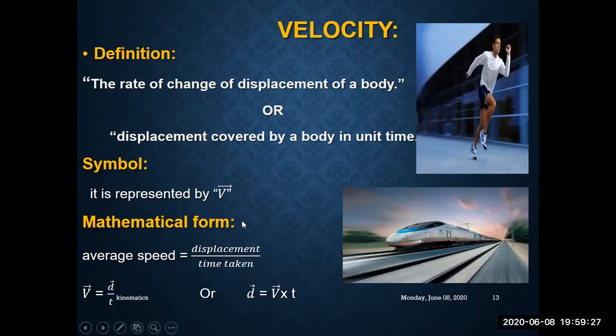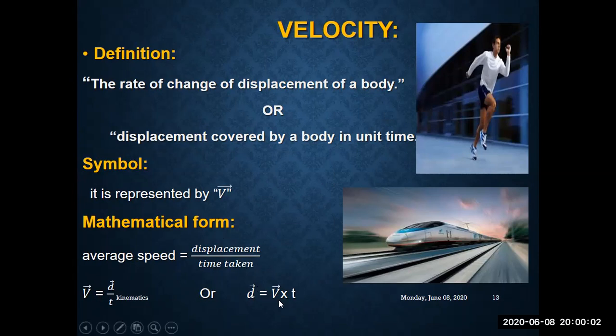What's the mathematical form? Average velocity is equal to displacement covered per unit time. How will you represent displacement? D with an arrow over it. This is the vector quantity, and T is time. Then what will be the unit? The unit of displacement is meter, and the unit of time is second, so its unit will be meter per second. If you are given displacement and time, you can calculate the velocity of that body.